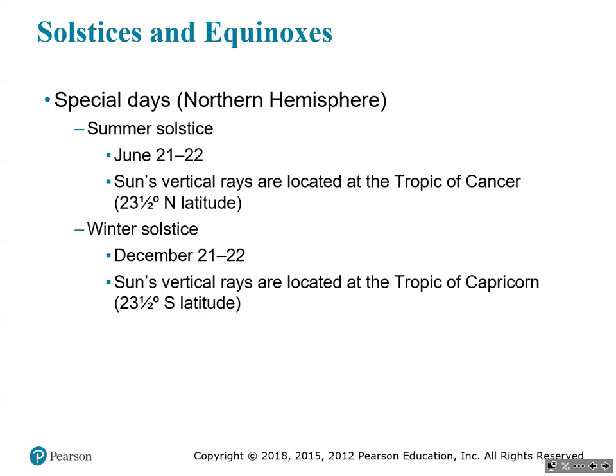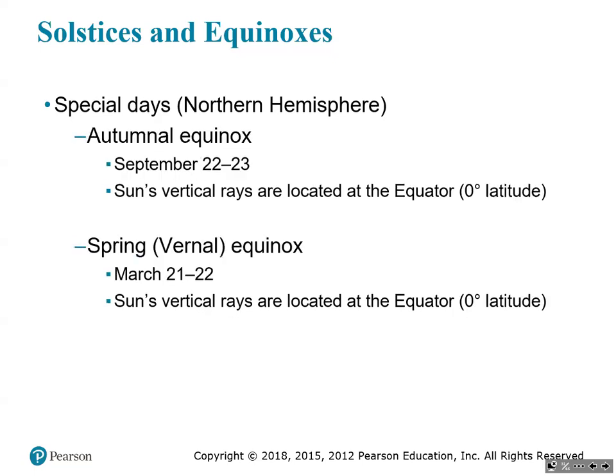The sun's vertical rays are located at the Tropic of Capricorn. That's 23.5 degrees south latitude. So it's down here. It's usually marked with a dashed line on a globe or on a map. And that'll be the shortest day of the year in the Northern Hemisphere. In the Southern Hemisphere, the summer solstice is in December, the winter solstice is in June. They just switch. But we're going to talk about the Northern Hemisphere.